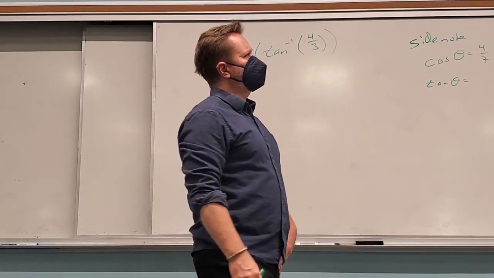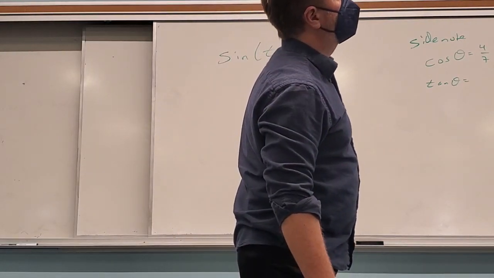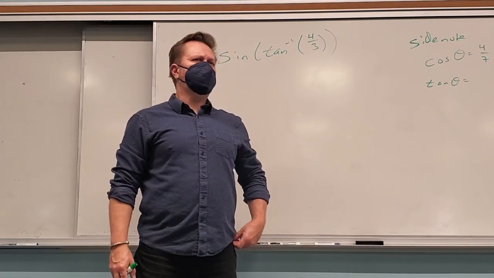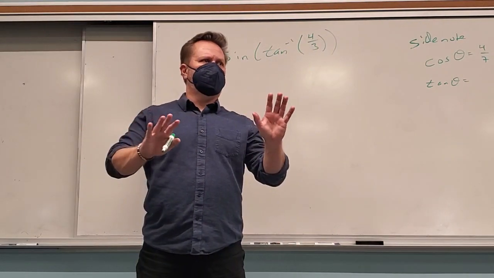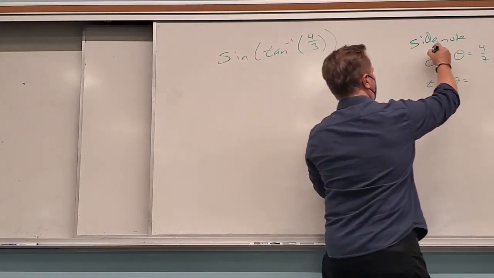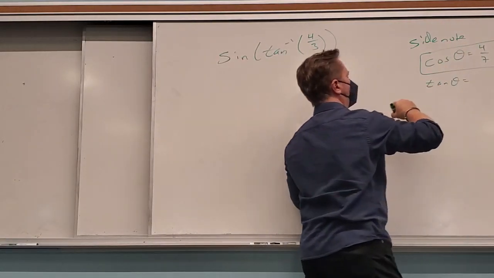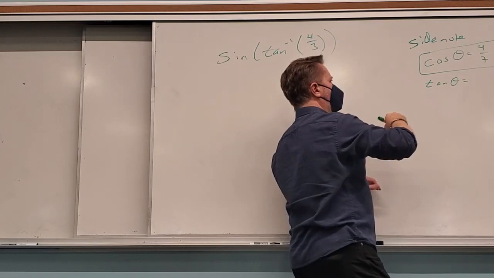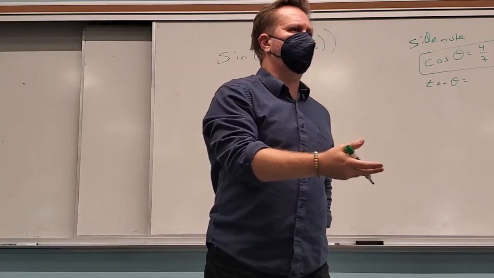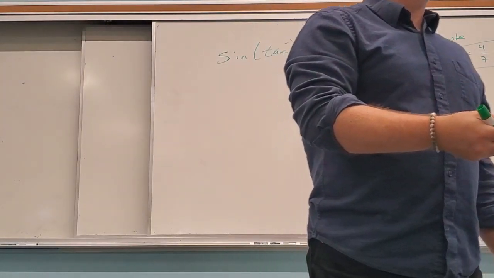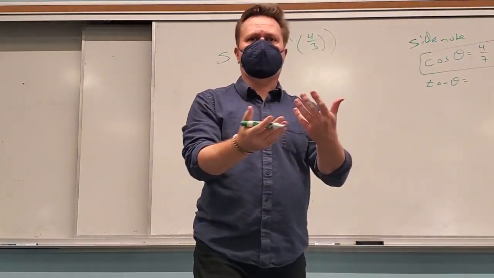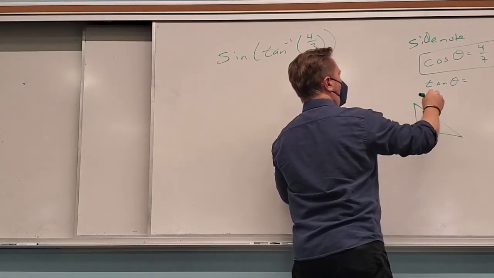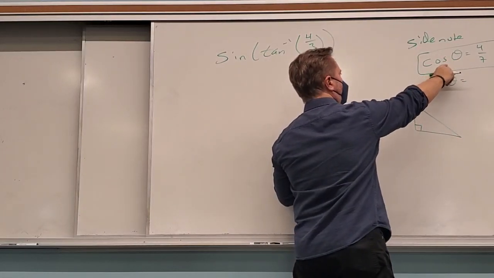You with me? What would you do? This is an old problem. What information does this give me? Anybody? What's cosine mean, fundamentally? X over hypotenuse. Can I draw a triangle? Of course, I can always draw a triangle, but what do you know about the triangle, given this?